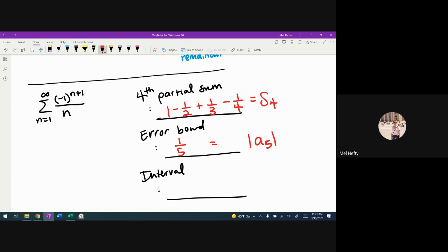Yes, or the decimal. Now, how am I going to write my interval? How do I find that interval based on the stuff that I have? I add and subtract. So you would want S sub 4 minus 1/5 and S sub 4 plus 1/5. You can put your sum in between them.